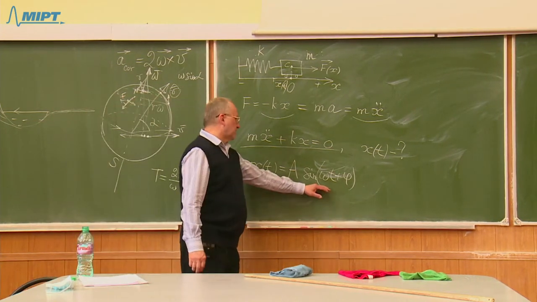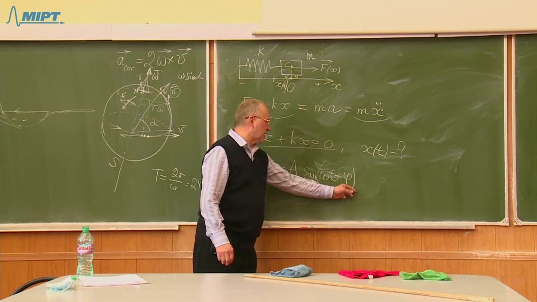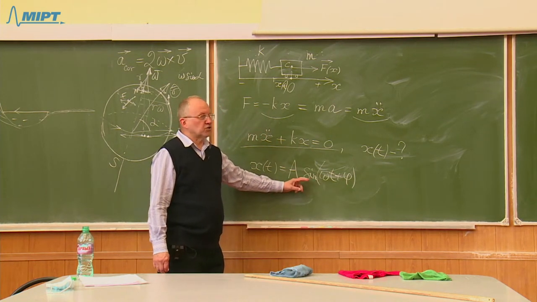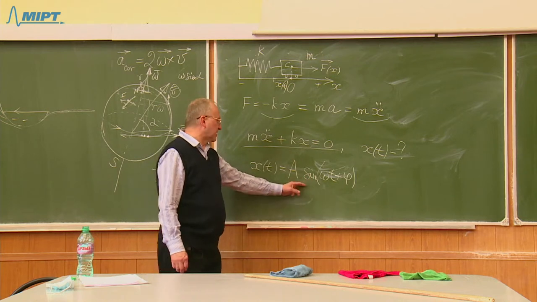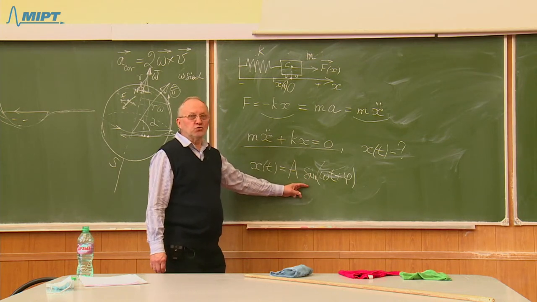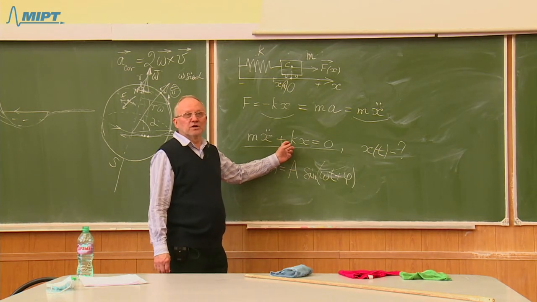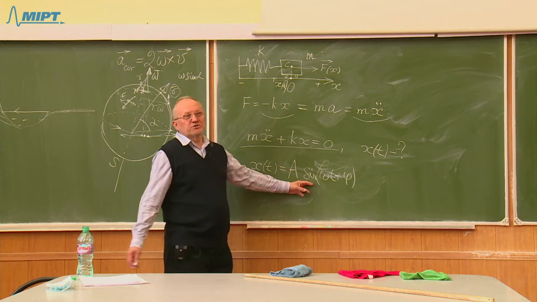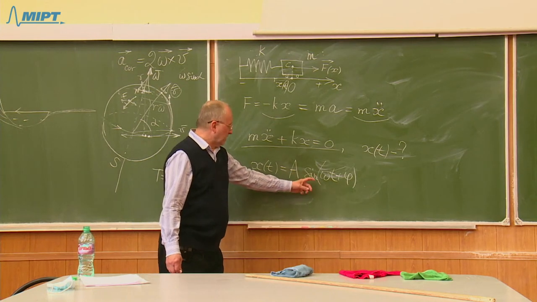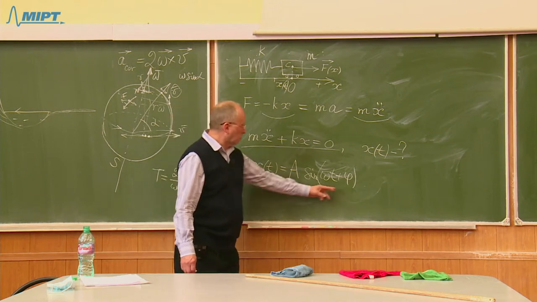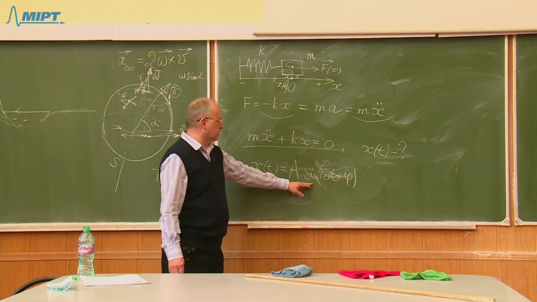Do we have the right to assume that this function may be a solution to this equation? Certainly. Why not? We may assume anything. But after assuming, we must prove that this function is the correct solution of the equation. It may not be true, certainly. How to check if this function is a solution?